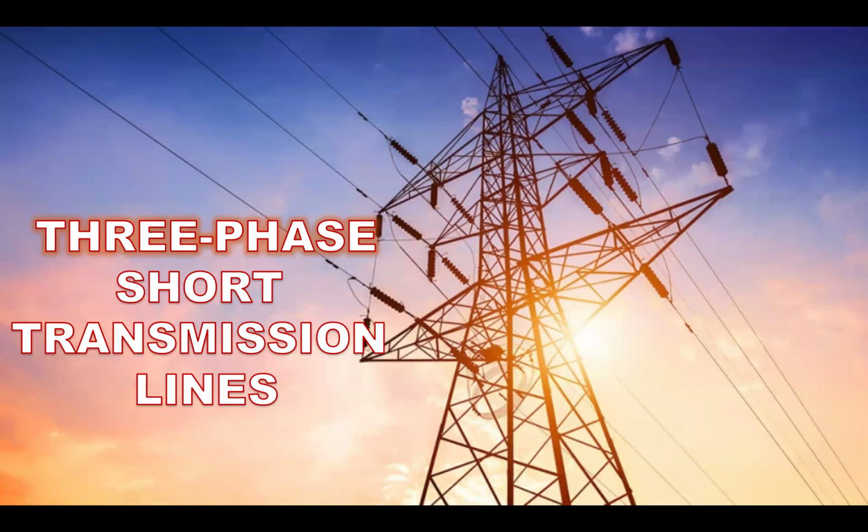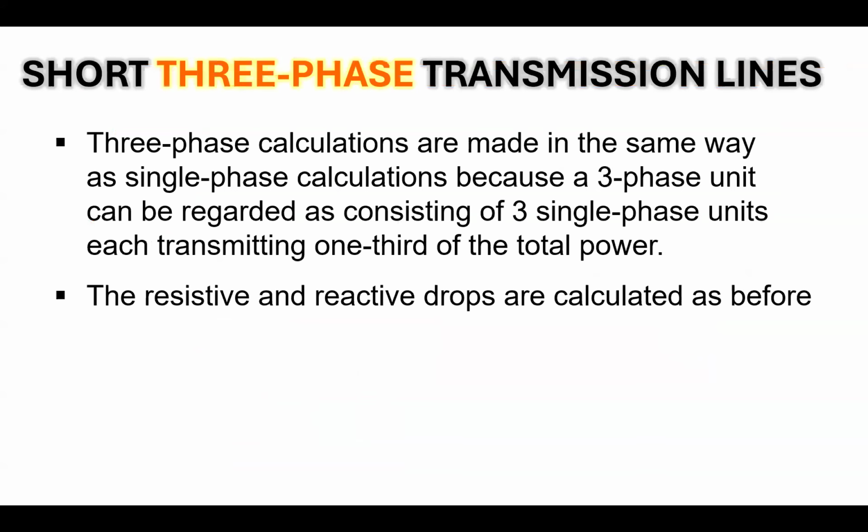Today we're going to talk about three-phase short transmission lines. So for the short three-phase transmission lines, three-phase calculations are made in the same way as single-phase calculations because a three-phase unit can be regarded as consisting of three single-phase units, each transmitting one-third of the total power. The resistive and reactive drops are calculated as before.